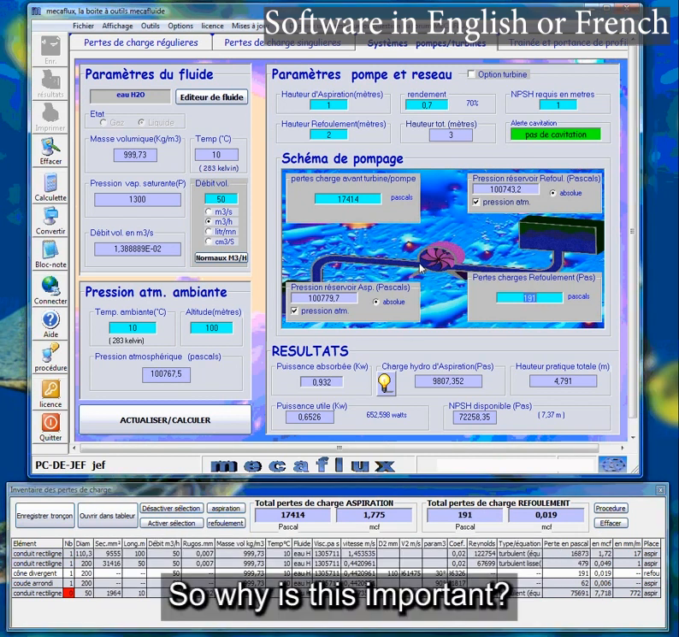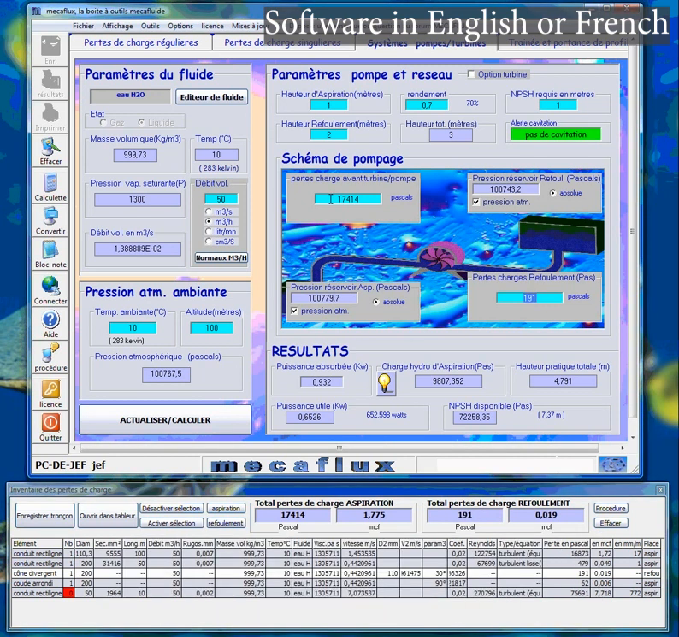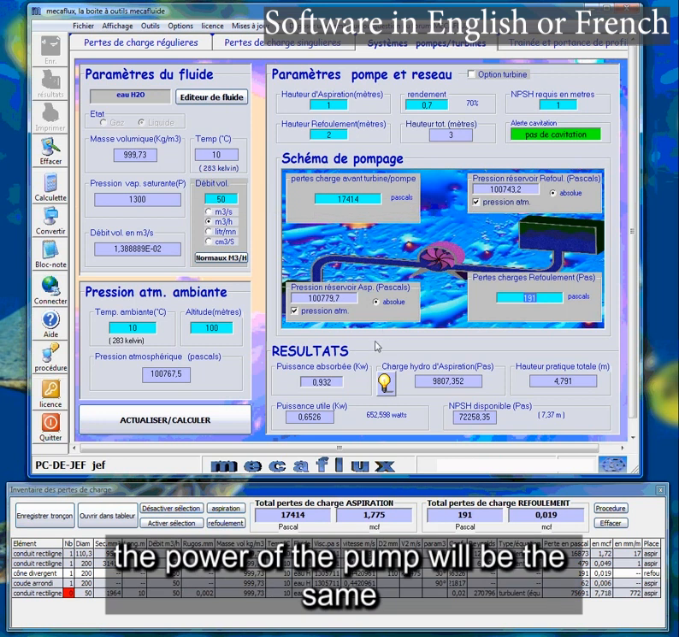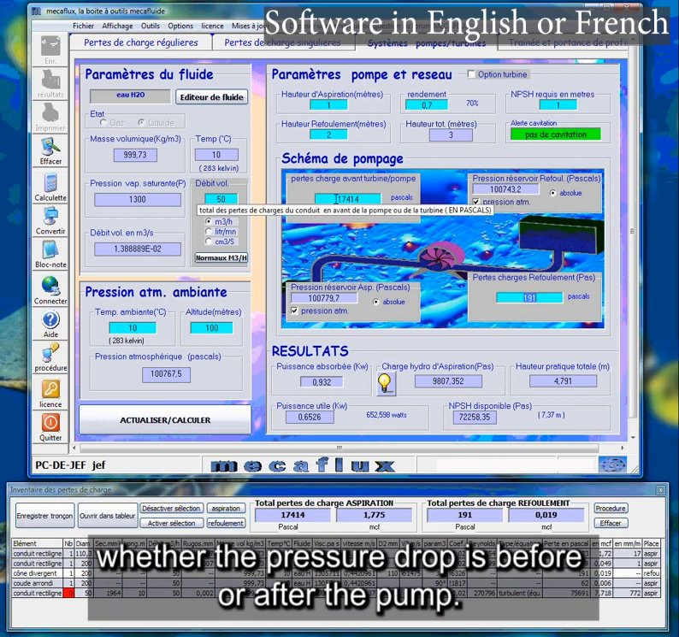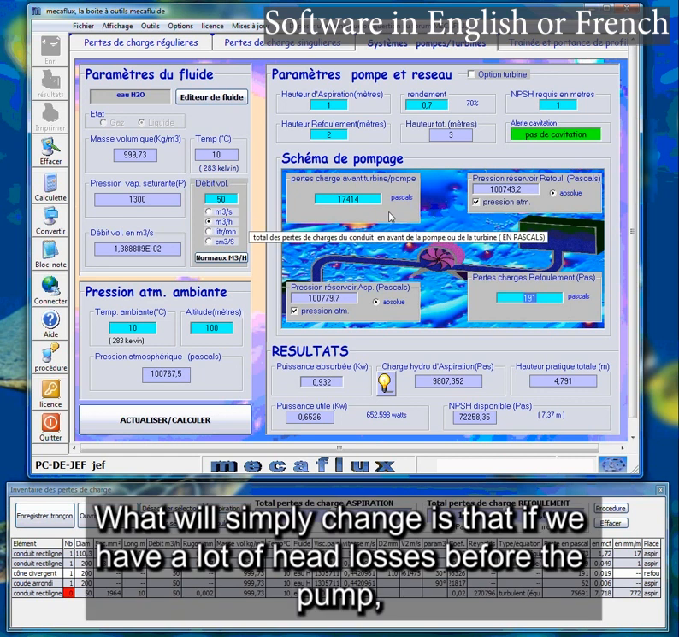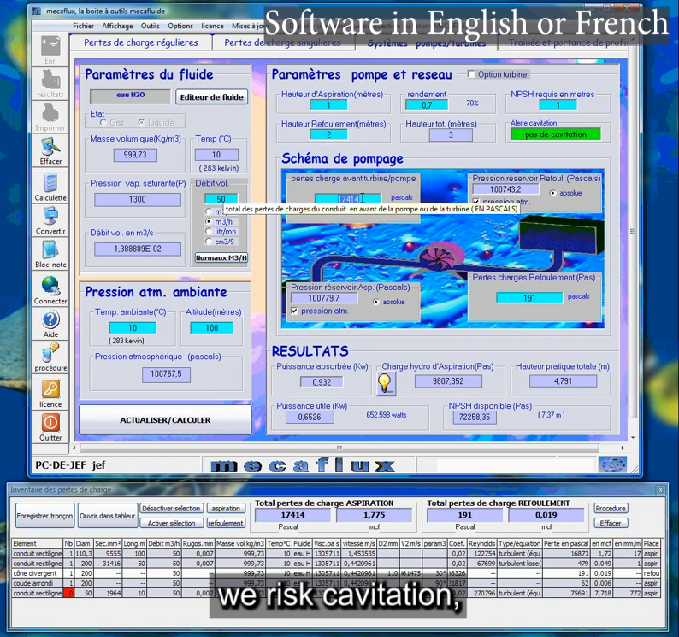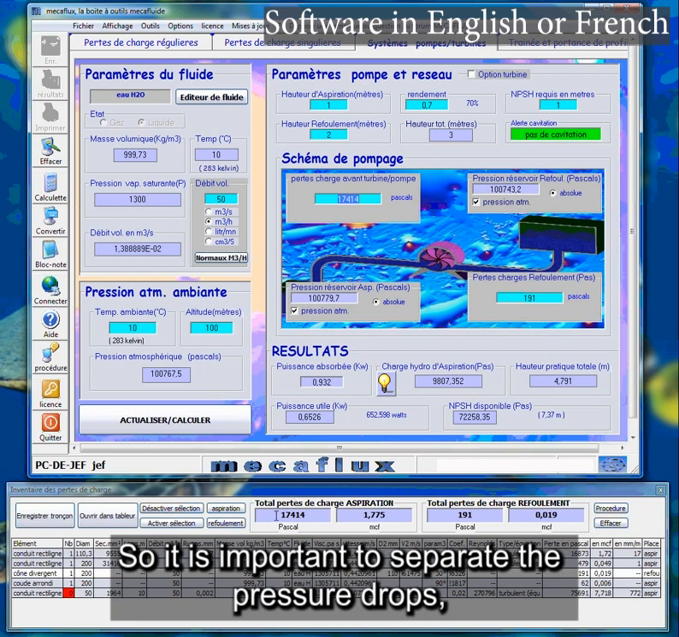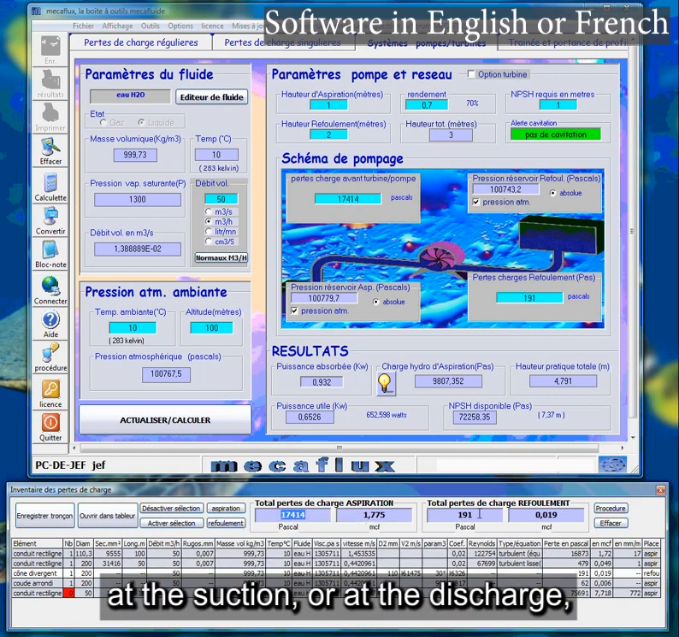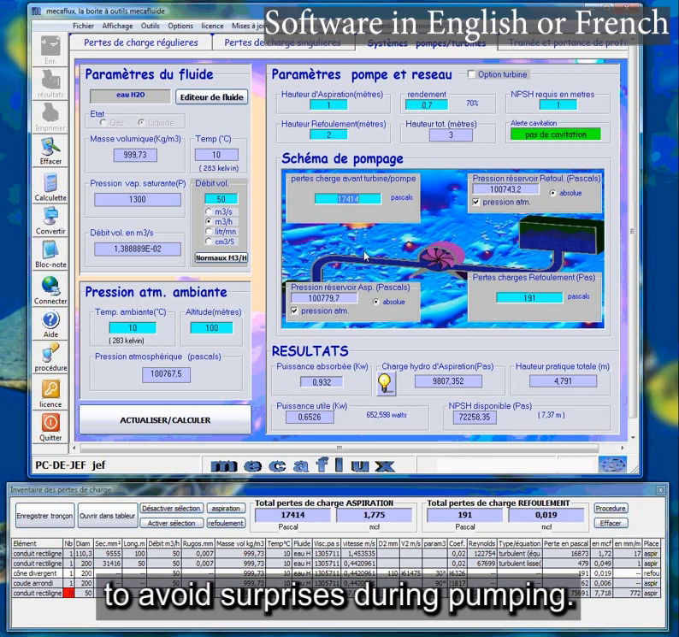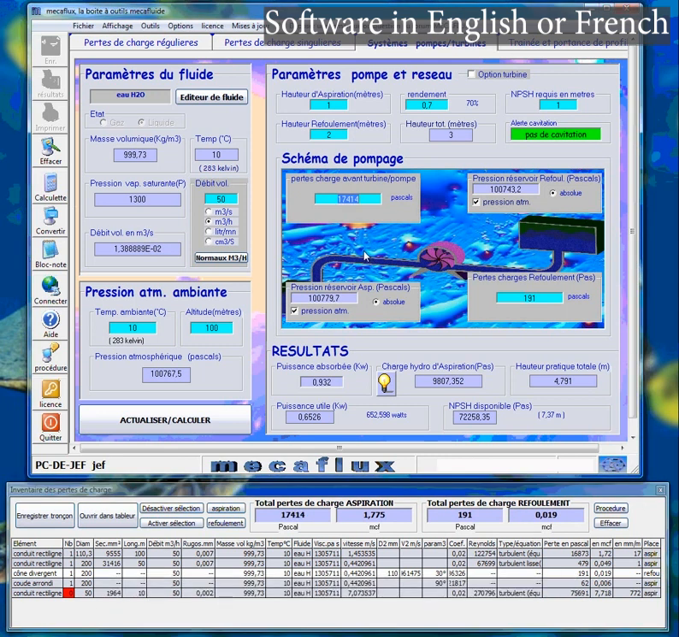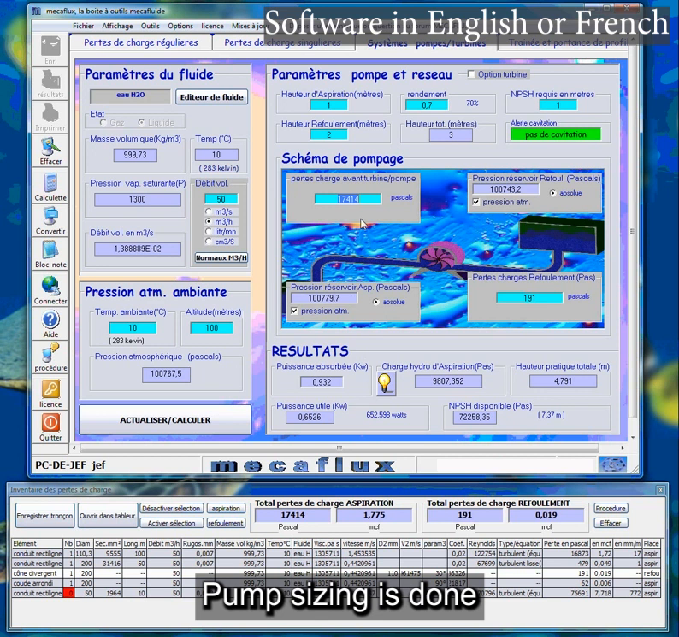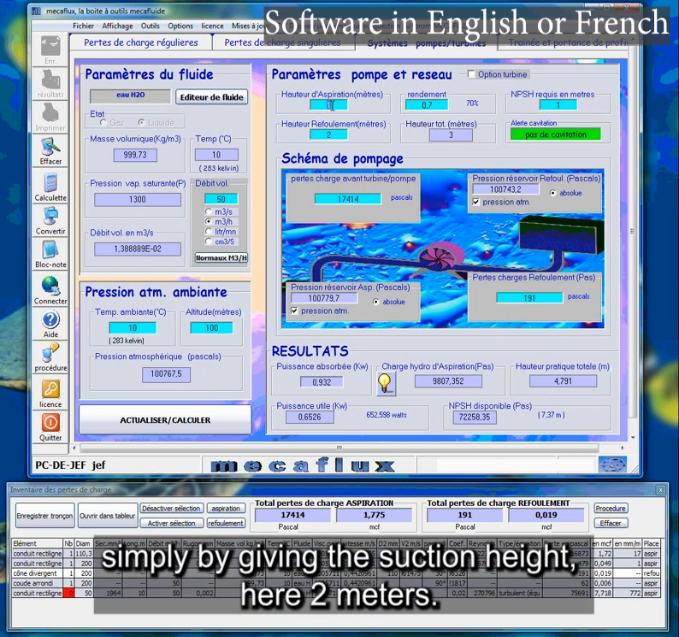So why is this important? The power of the pump will be the same, whether the pressure drop is before or after the pump. What will simply change is that if we have a lot of head losses before the pump, we risk cavitation, and therefore a network that does not work. So it is important to separate the pressure drops at the suction or at the discharge, to avoid surprises during pumping.